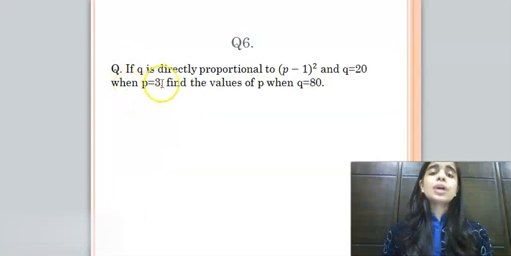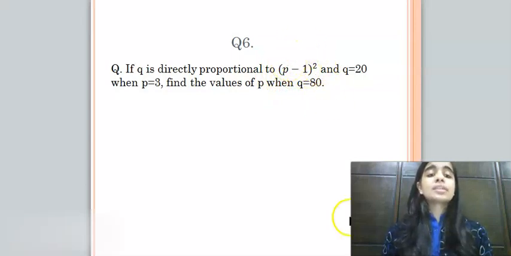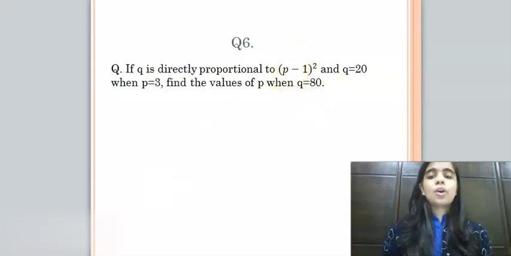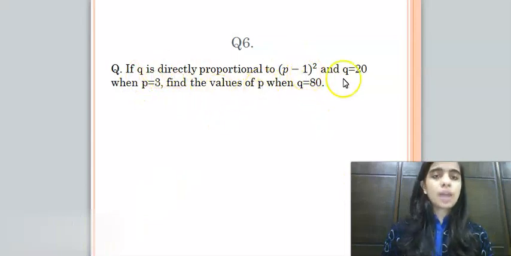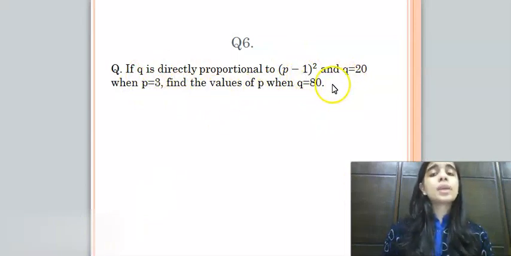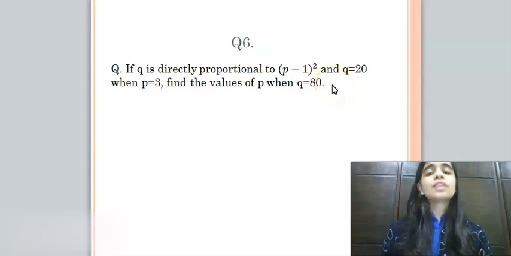If Q is directly proportional to P minus 1 whole square. Why am I saying whole square? Because there is a bracket and there is a square outside the bracket, and inside the bracket there is P minus 1. So basically there is a square on P minus 1, the whole thing. If Q is directly proportional to P minus 1 whole square and Q is equal to 20 when P is equal to 3, find the value of P when Q is equal to 80.